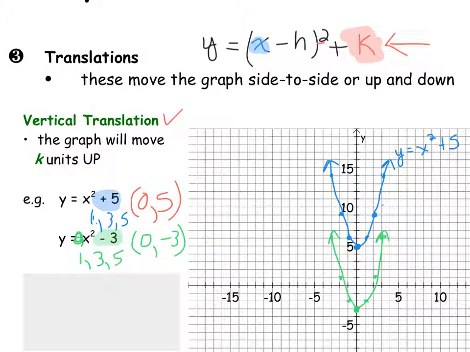And I'm good to go. And that's y equals x squared minus 3. And again, my new vertex is where I expected it to be.